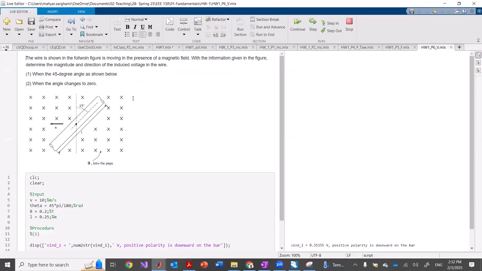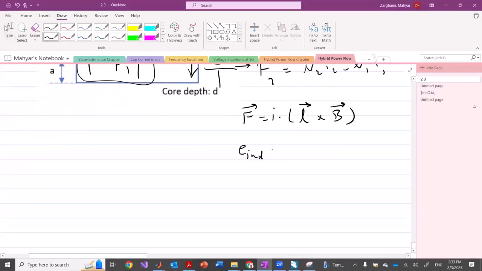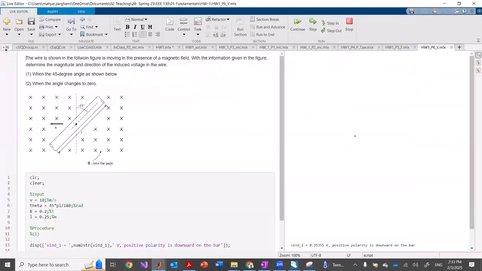Showing the magnetic field, we're talking about now the polarity. Let's take two different cases. When this angle is 45 degrees, as it's shown, we want to find the polarity of the induced voltage. The induced voltage E would be V times B dot product with L, right? So let's try to see it in different ways. You have the direction of V and the direction of B. Let's use the right-hand rule.